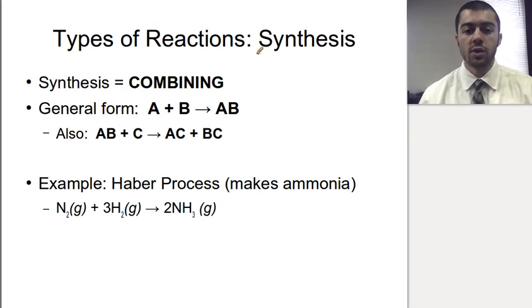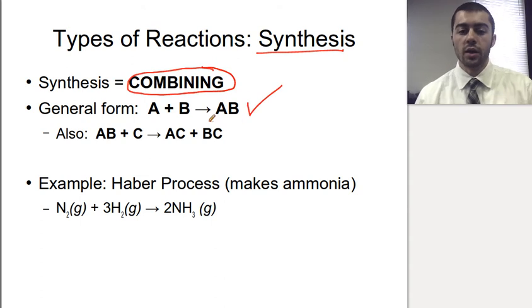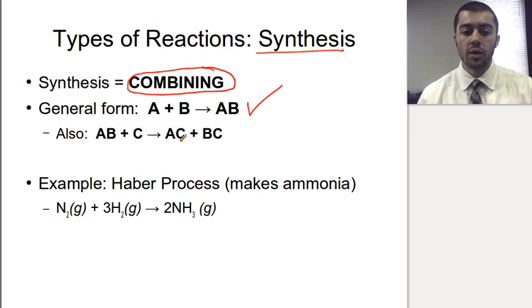So the first type we're going to go over is synthesis. So synthesis is combining, it's a combination. If we look at this general form here, what we have is two separate things, let's say A and B, combining into one thing. So A plus B separately makes AB as a new compound that's a combination of the two. This is the major form of synthesis reaction that you're going to be seeing, two things combining into one thing.